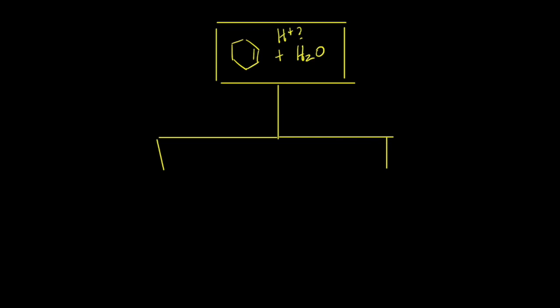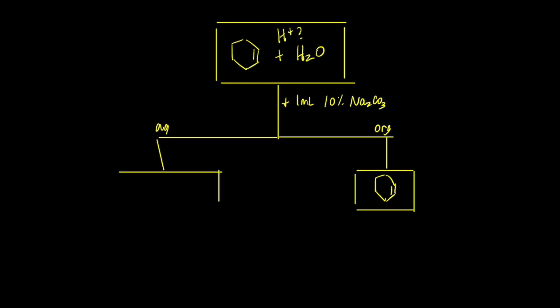And you have, so this is 10% Na2CO3. And you're going to have two phases. You're going to have the aqueous phase and the organic phase. The organic phase is going to be your organic liquid, which is not soluble in water. And your aqueous phase is going to contain all of your ions. So it's going to contain any H+, any sodium carbonate that hasn't reacted, any sodium bicarbonate that's resulting, water. Okay, this is going to be all of your aqueous stuff.